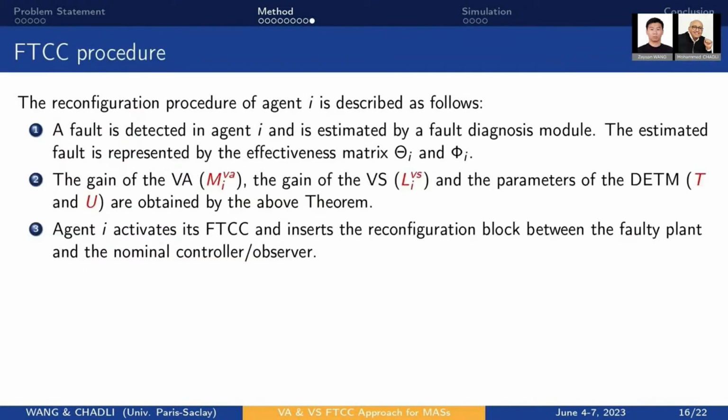And as a summary, I present here the FTCC procedure as follows. Once faults are detected, the values are estimated and given as big zeta I and phi I. Then we apply the main theorem to calculate the gains of the virtual actuator and virtual sensor, as well as the gain of the DETM. Next, agent I will insert the reconfiguration block between the plant and the nominal controller to activate the FTCC strategy.